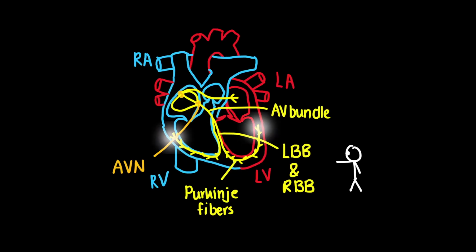After the pause is over, the electricity passes through into the bundle of His and spreads into the ventricles. That's the QRS complex. That's all.